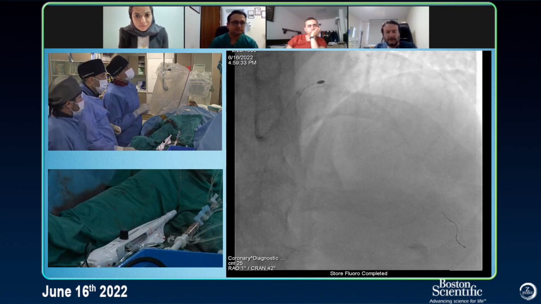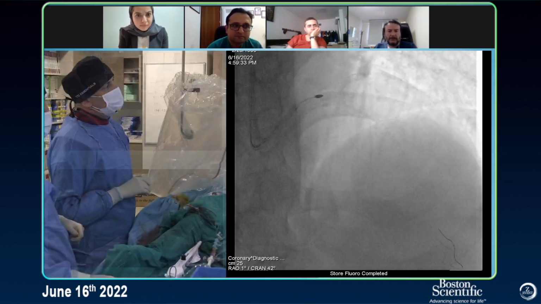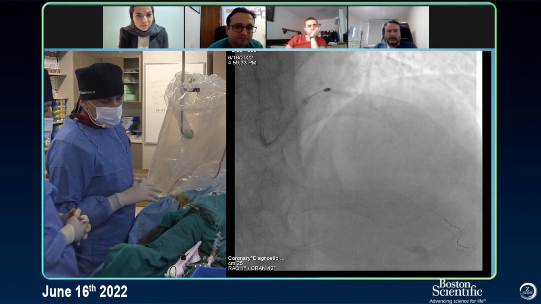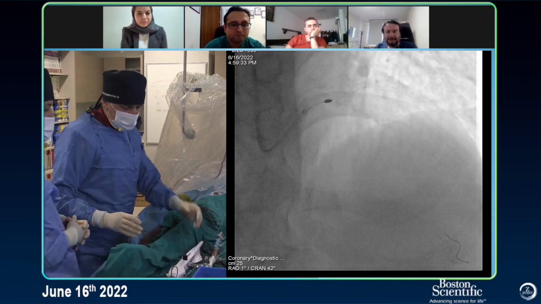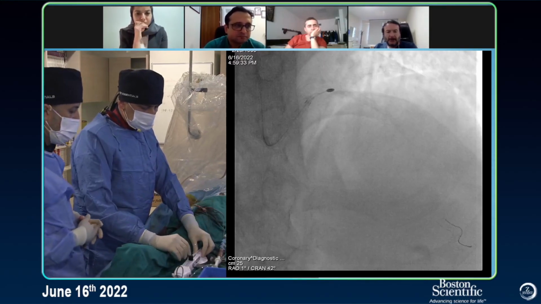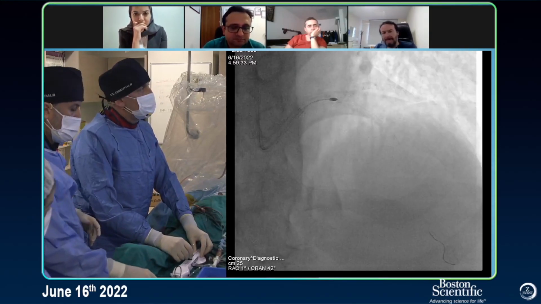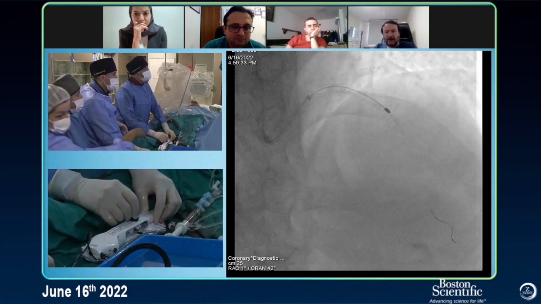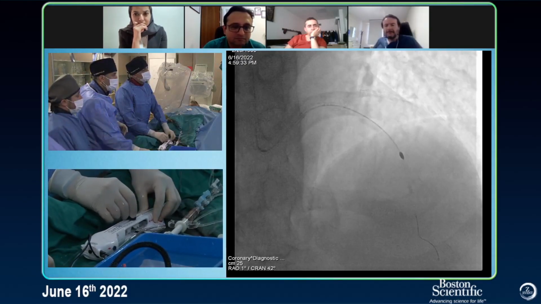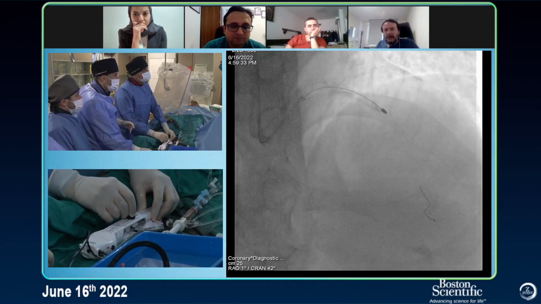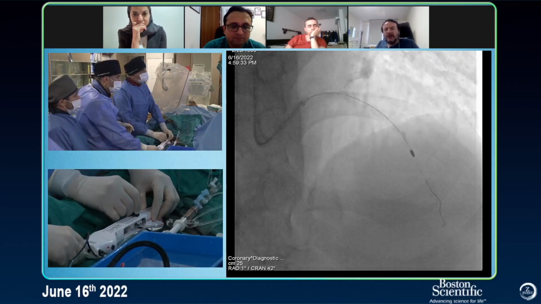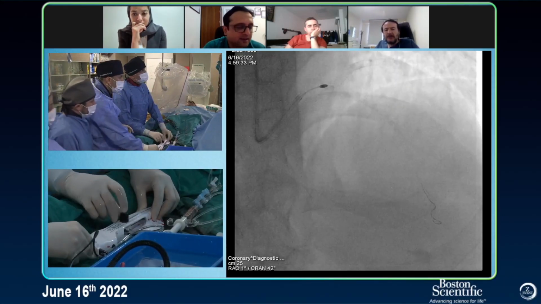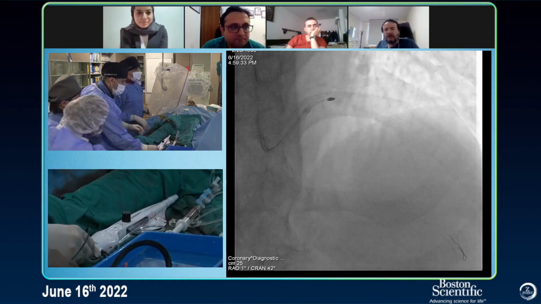I think we did our rotablation. Let's do another position IVUS, and then we finish. Are you going to do another IVUS? I will do IVUS again, but after dilatation with the balloon. It would be very interesting to see what the rota did to the eccentric calcification there. It would be very educational.